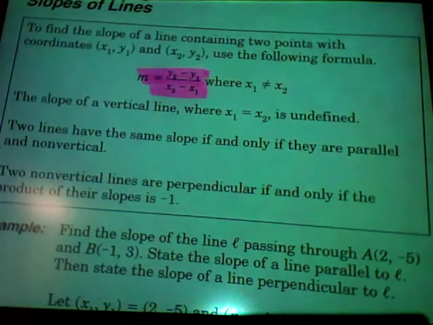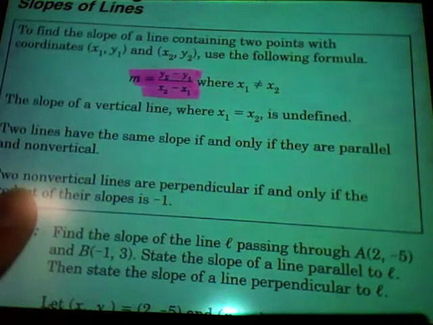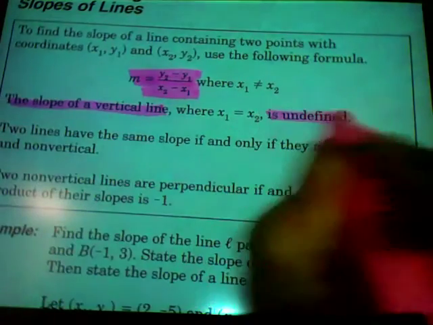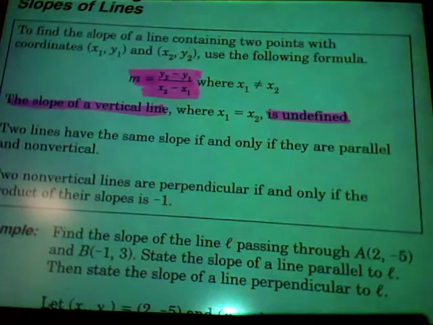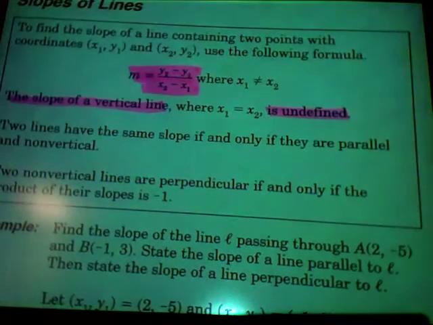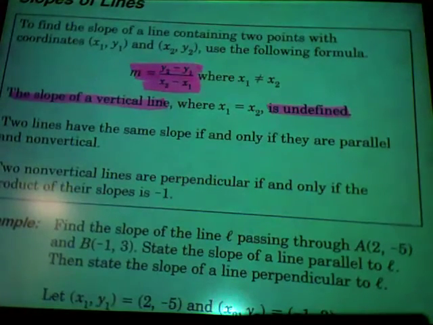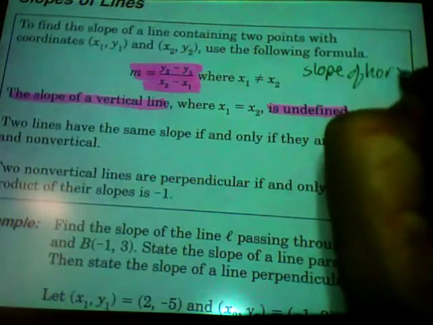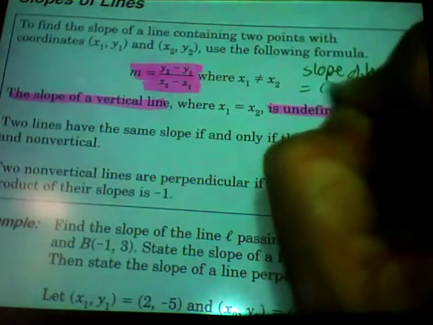And then these are two postulates and theorems. They are on your flashcards. This one right here, the slope of a vertical line is undefined, is not a postulate or a theorem. It's just something that you're supposed to know. What is the slope of a horizontal line? Yeah, so the slope of a horizontal line is equal to 0.